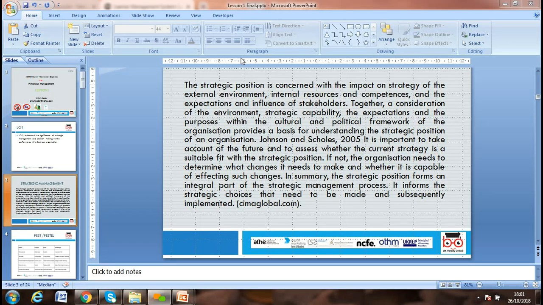Here, according to LO1, according to Johnson and Scholes, it is important to take account of the future. When we're looking at the strategic, we're looking at the future, more than one year's time, what is going to happen. And assess whether its current strategy is a suitable fit with the strategic position of the company. If not, the organization needs to determine what changes it needs to make or whether it is capable of affecting such changes. In summary, strategic position forms an integral part of strategic management. It informs the strategic choices.